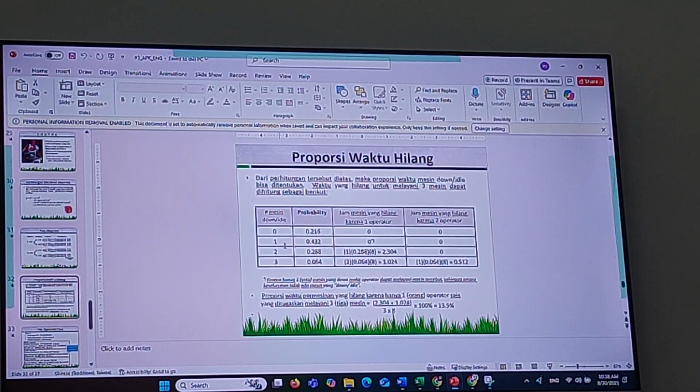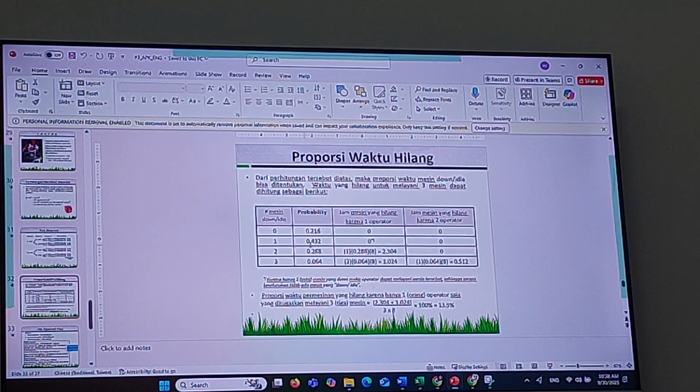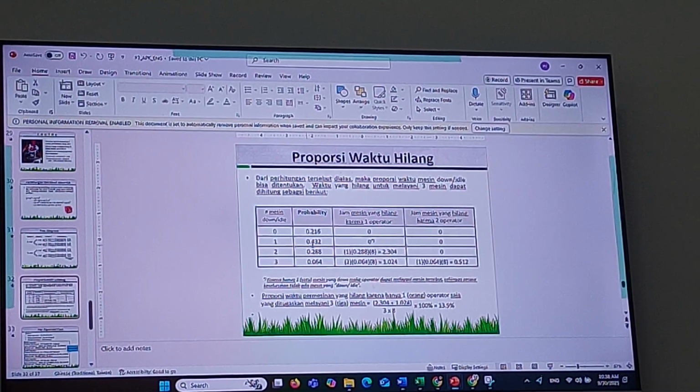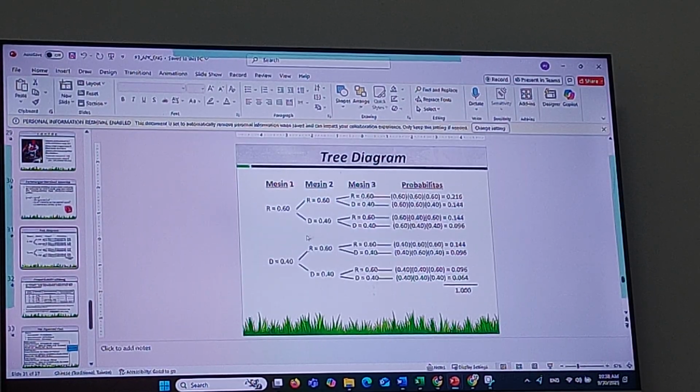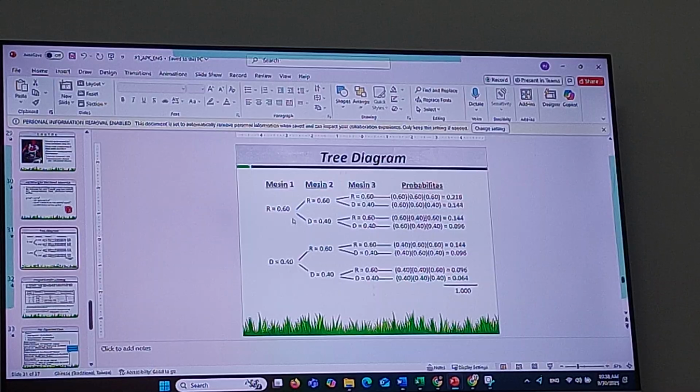Okay. Next, assume that only one machine is idle. The probability is 0.432. How come? So only one machine idle. Which one? This one, right? Running, running, idle. The probability is 0.144. Correct?